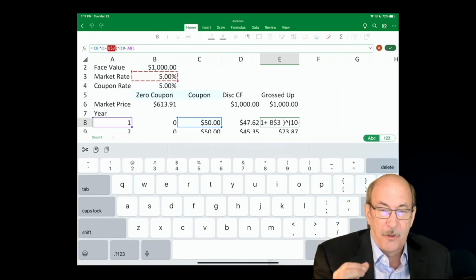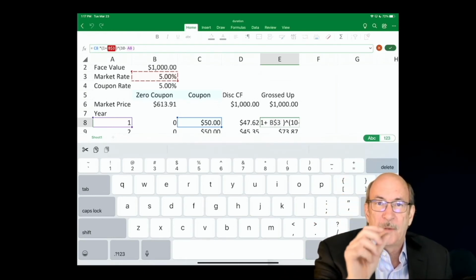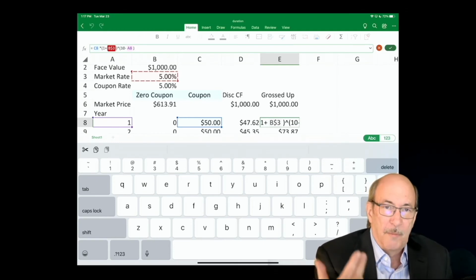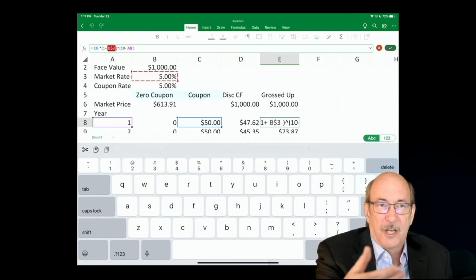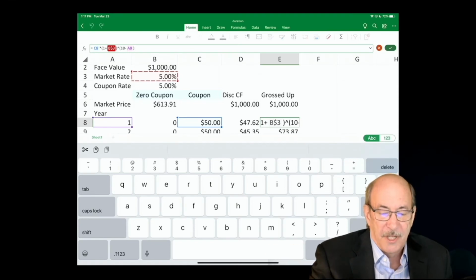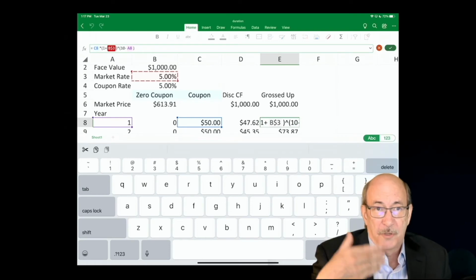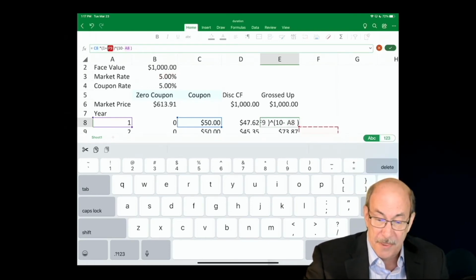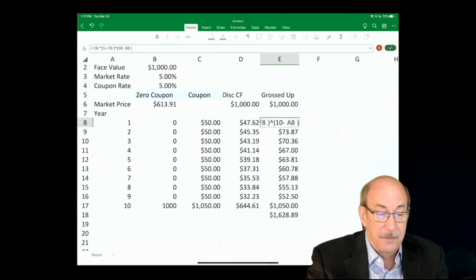In other words, when I receive that coupon payment 1 year from now, I'm going to reinvest it in a similarly risked fixed income instrument. And I'm going to reinvest that for 9 years until maturity date. So that's what I'm effectively doing with this formula. And I've done that with all of these.